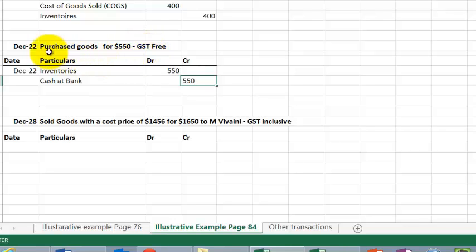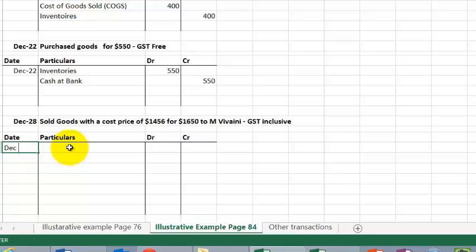Be careful to read these transactions to see whether it's GST inclusive or GST free. You might have thought, being 550, oh yeah, it's divisible by 11, I must take a GST component. They do that deliberately in these type of exercises to put you off a bit, but be careful when you read the transactions. Alright, December the 28th, we sold some more stuff, this time to M. Viviani.